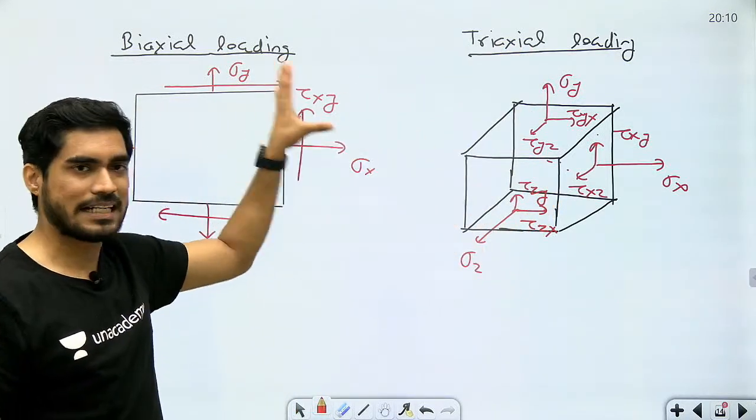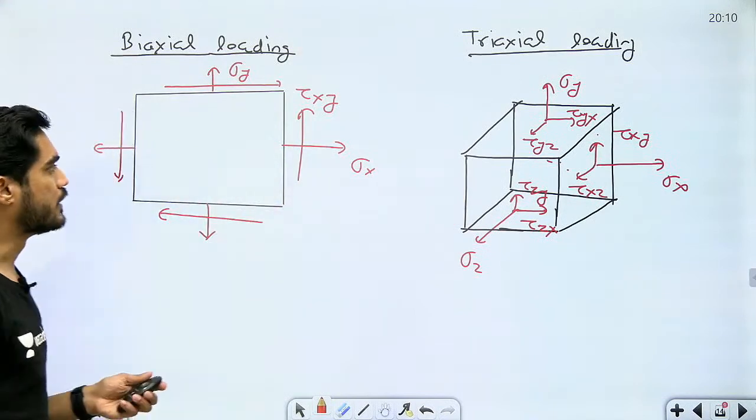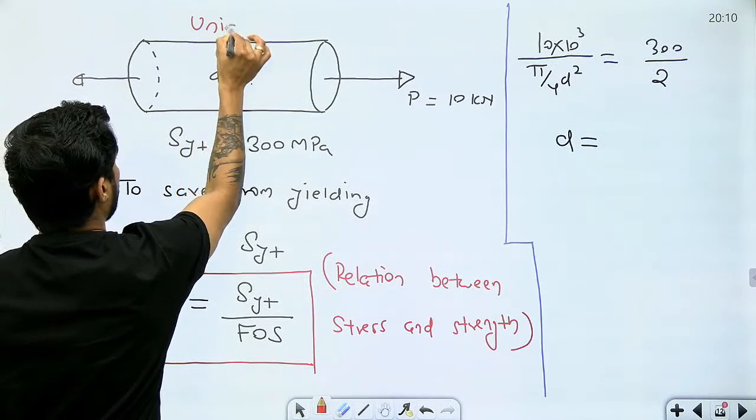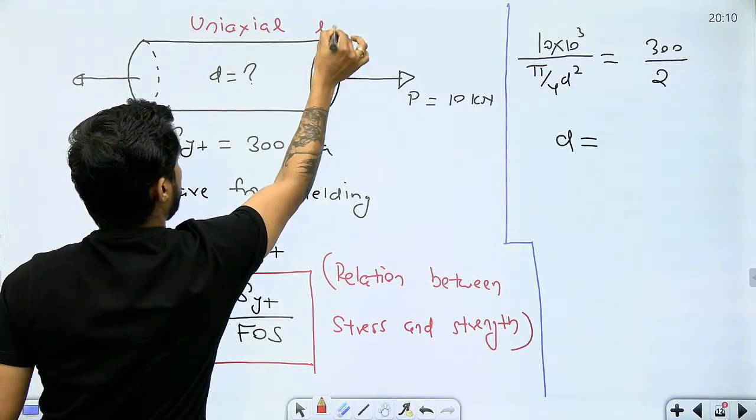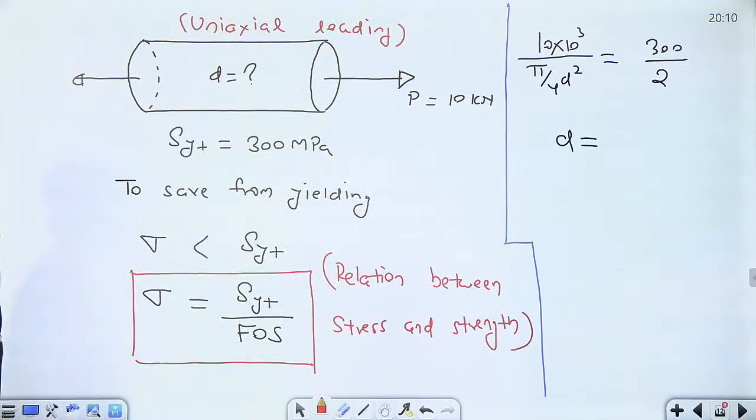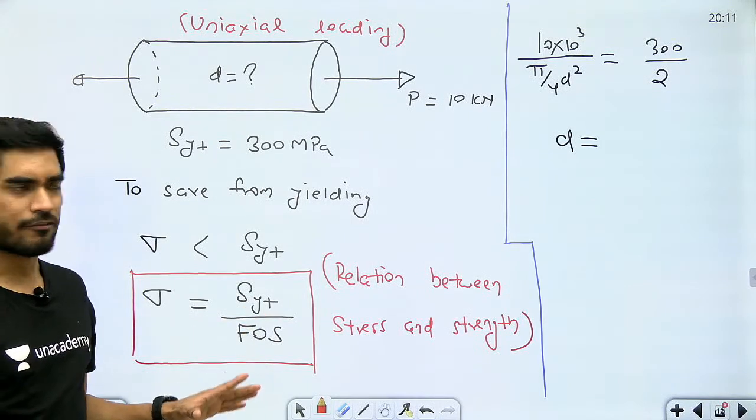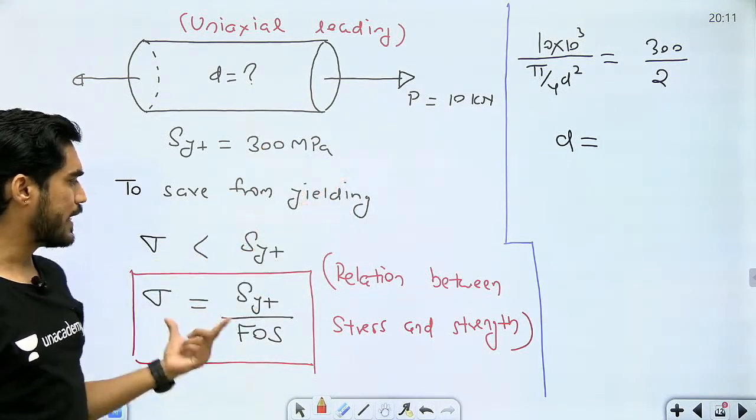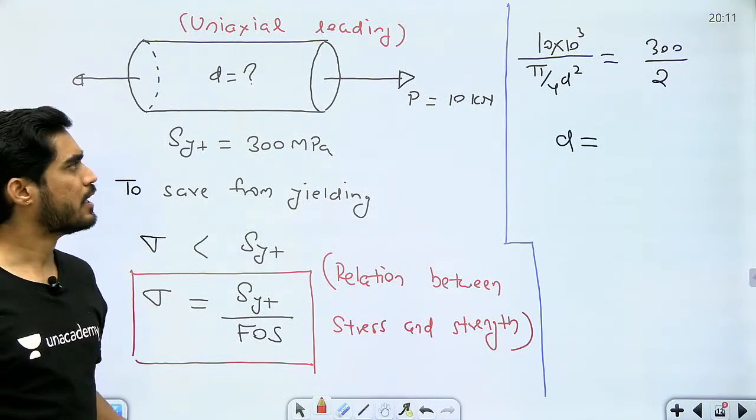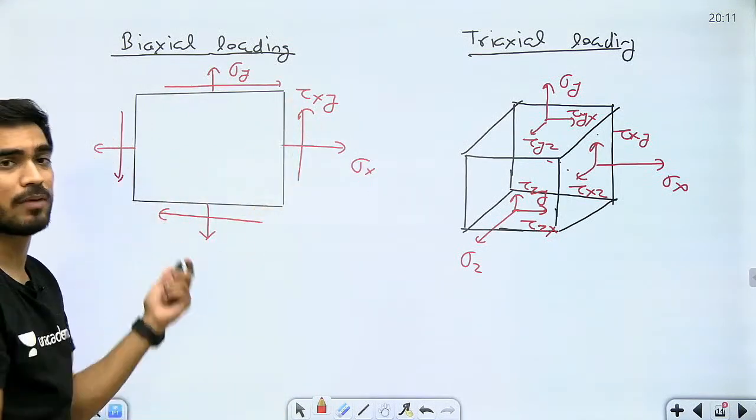So under these loadings we have multiple sigma and multiple tau. This is uniaxial loading. In uniaxial loading we have no issue. Why? Because in uniaxial loading we only have one sigma. So I can relate this sigma directly with SYT or SUT. But in case of biaxial or triaxial loading, we have multiple sigma and multiple tau.